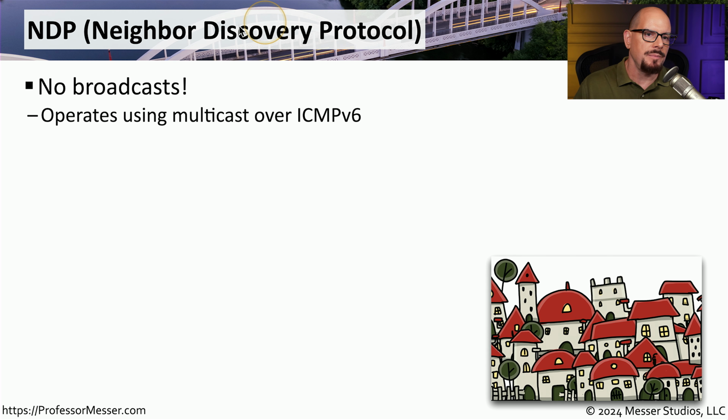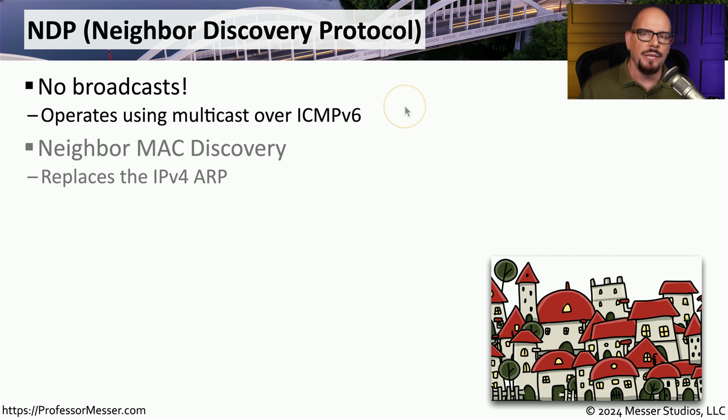This stands for Neighbor Discovery Protocol. In IP version 4, we use the Address Resolution Protocol, or ARP, to be able to find other devices on the network. But ARP requires broadcasts to be able to operate. With NDP, we're using multicast, so the overall communication is much more efficient.